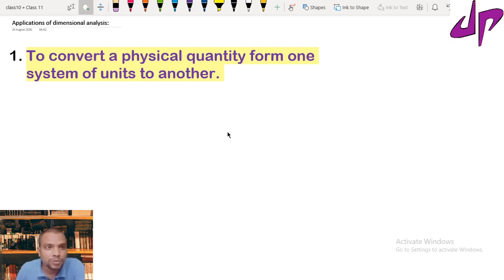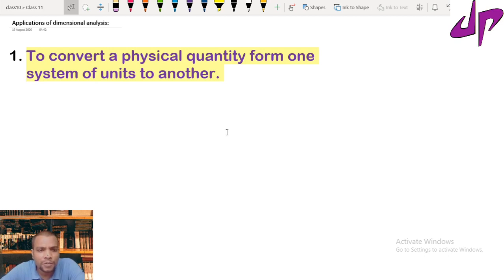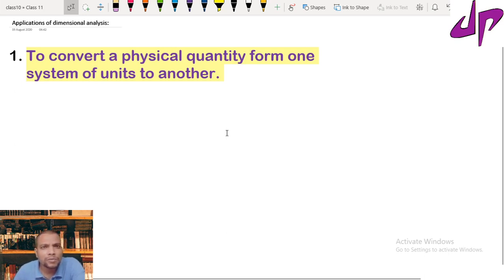Let's understand much more about dimensional analysis and applications of dimensional analysis. First of all, what is dimensional analysis? It's a kind of study, studying physical phenomena on the basis of dimensions. If we can study deeply about the dimensions and analyze them, we will get certain results.